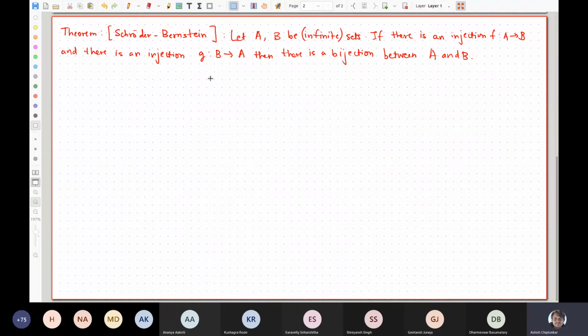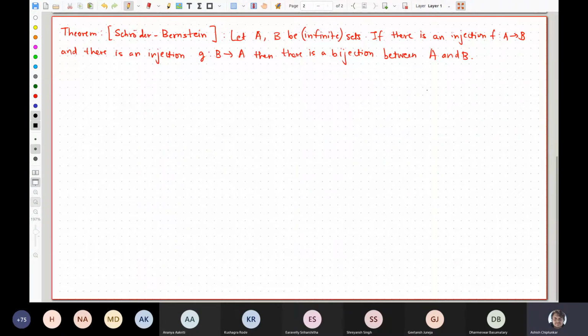This theorem is trivial when A and B are finite sets. If one of them is infinite, then the "if" part itself is going to be false, so the theorem is true. So the only interesting case is where A and B are infinite sets. In the last class, we also saw a high-level idea of how to prove this. So let's quickly recap it, and then let's write down the formal proof.